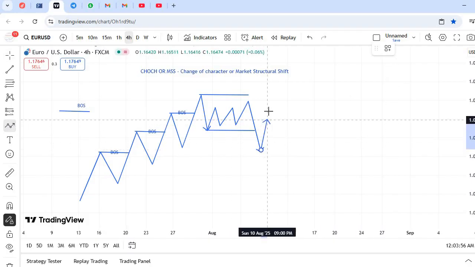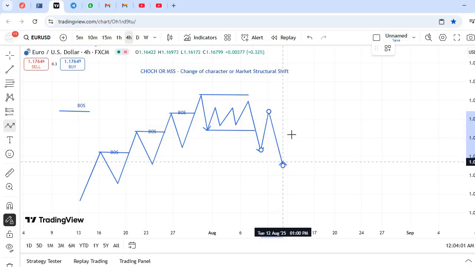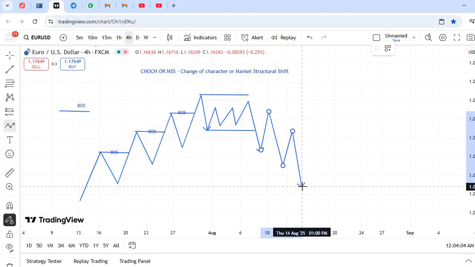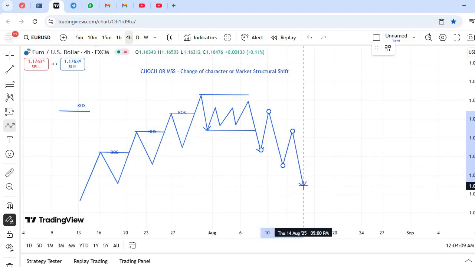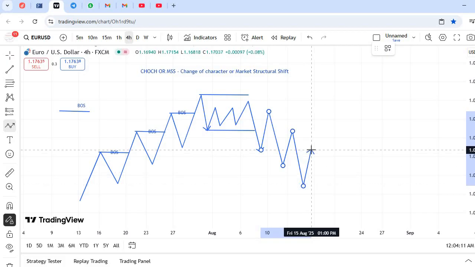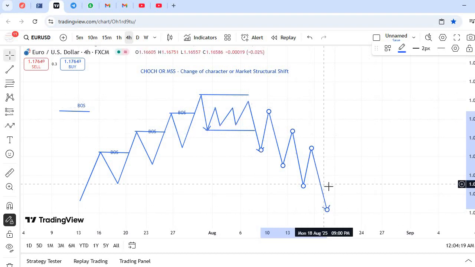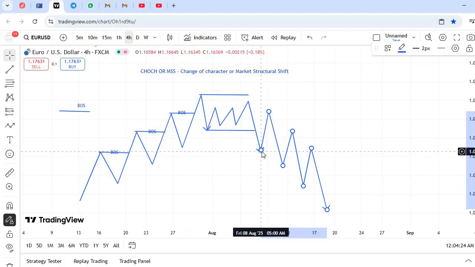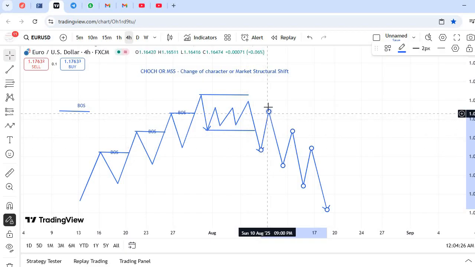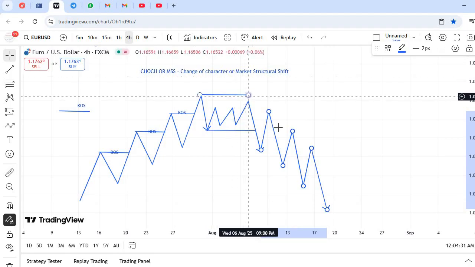We now have impulse, correction, impulse, correction, impulse, correction, impulse. You see? So now this is a downtrend. This is an uptrend. This is a downtrend. This is impulse, correction, impulse, correction, impulse, correction, impulse. Now this is a downtrend.